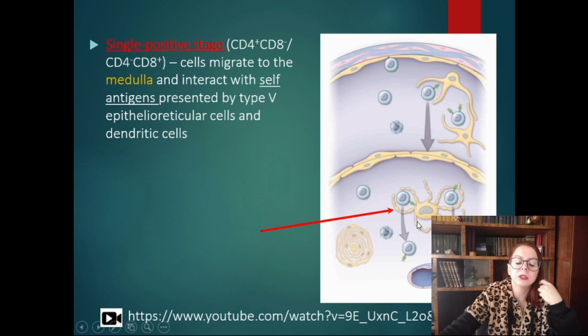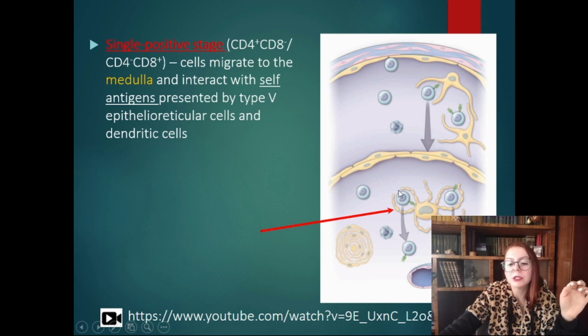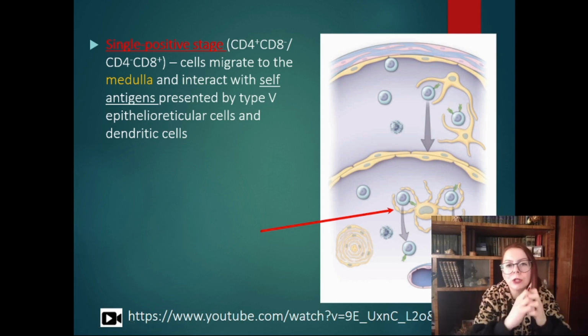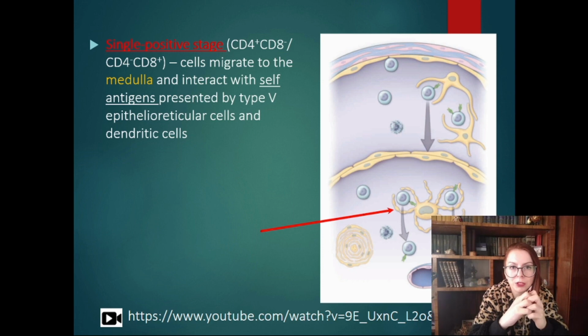And the next stage is called the negative selection. Negative selection. As it is written here, type 5 epithelial reticular cells work, and type 5 cells, together with the dendritic cells, also expose MHC type 1 and 2 on their surface. And here they check how strongly T cells interact with MHC. And if this interaction is too strong, if after interaction T cells can't detach, if this attachment is irreversible, for example, such lymphocytes are destroyed.